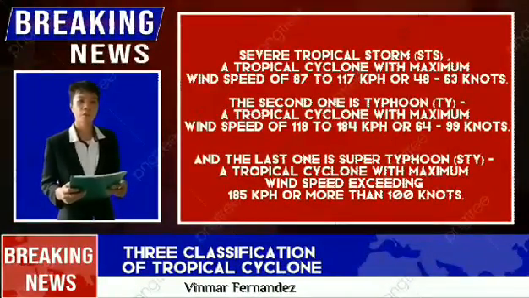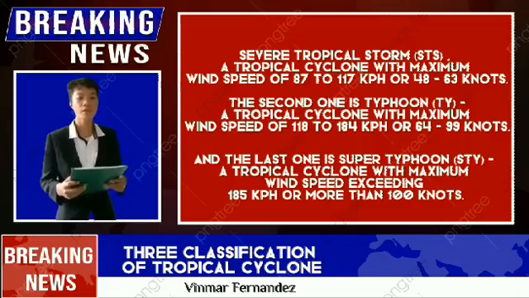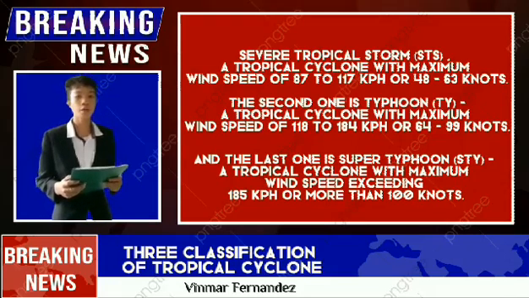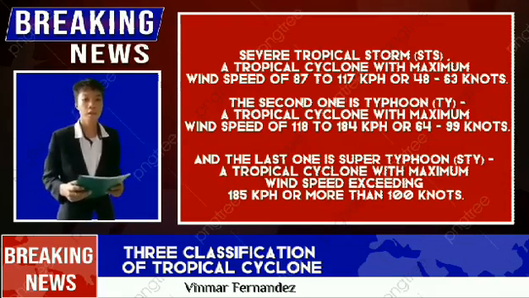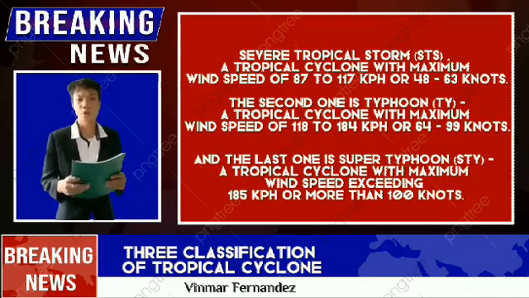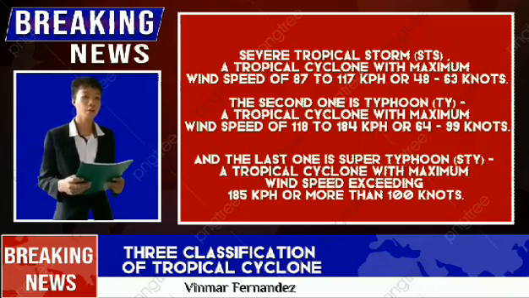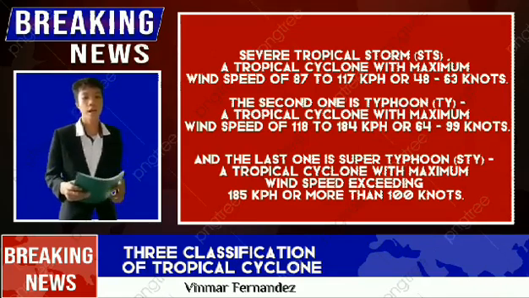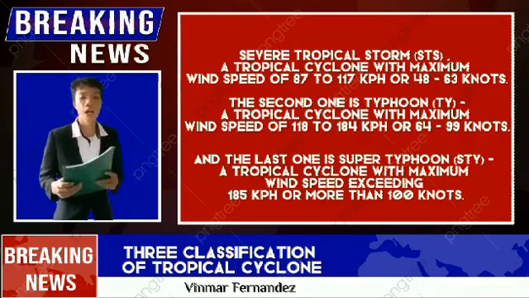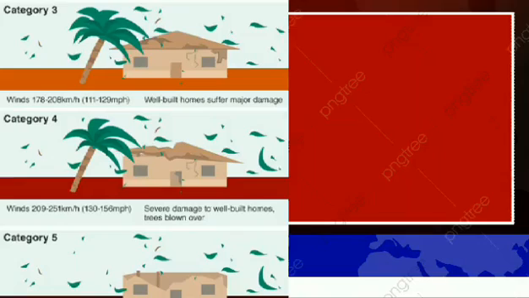Classifications of typhoon. The first one is severe tropical storm, a tropical cyclone with maximum wind speed of 87 to 117 kilometers per hour, or 48 to 63 knots. The second one is typhoon, a tropical cyclone with maximum wind speed of 118 to 184 kilometers per hour, or 64 to 99 knots. And the last one is super typhoon, a tropical cyclone with maximum wind speed exceeding 185 kilometers per hour, or more than 100 knots.